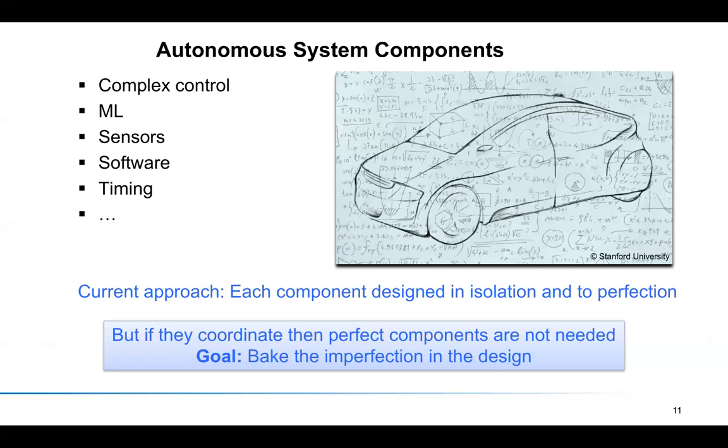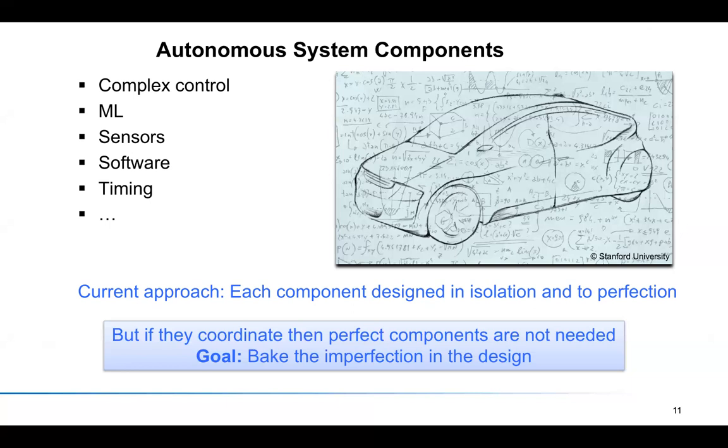So the main goal is that if we can coordinate these components better, then this assumption that each of these individual components has to work perfectly is no longer needed. And this can make designs way more reasonable and more practical.